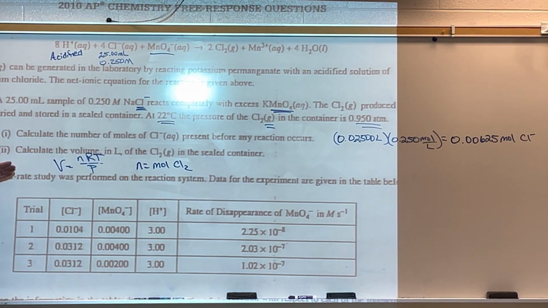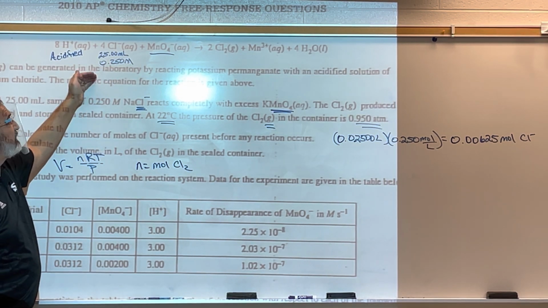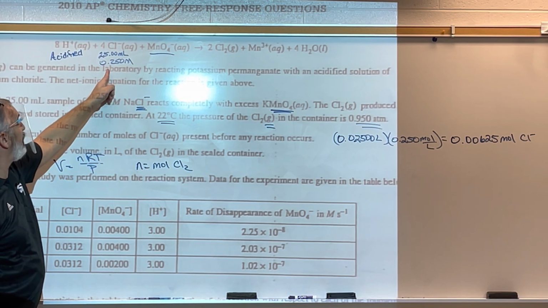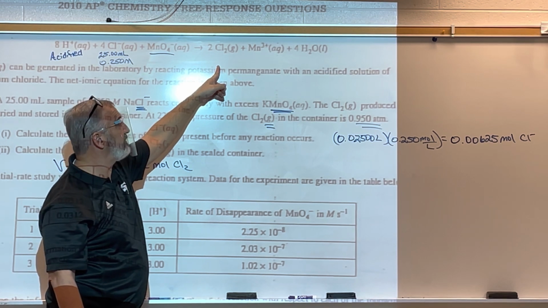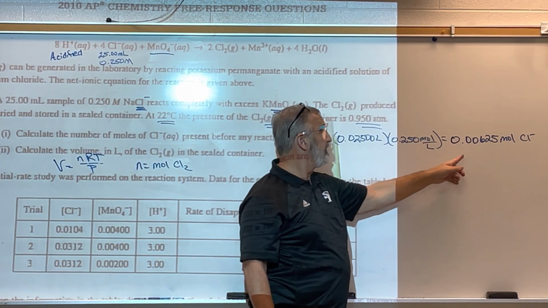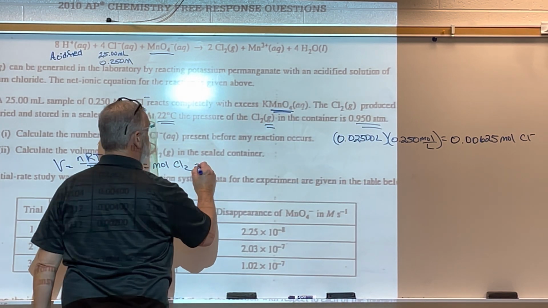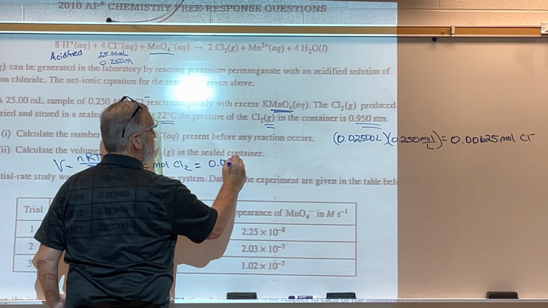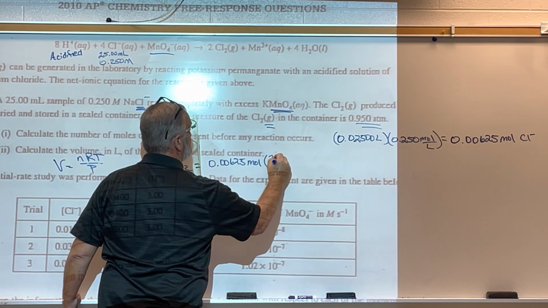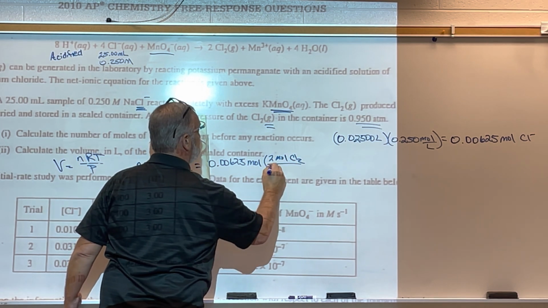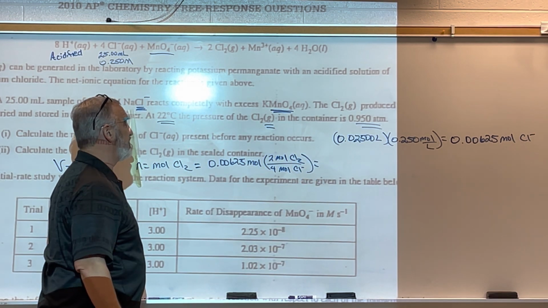Well, what did I just calculate? Moles of Cl minus, right? But if it goes to completion, 4 makes how much chlorine? 2. So how many moles of chlorine am I going to have? This divided by 2, right? So it's going to equal 0.00625 moles times 2 moles of chlorine for every 4 moles Cl minus, which is 0.003125.